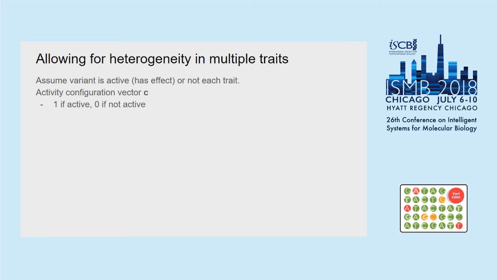Okay, so then let's move on to our method. In our method, remember, we want to allow for heterogeneity across traits. So we're going to use something we're just calling a configuration vector, an activity vector, where we assume that a variant either has an effect or not, that is, either is active in a trait or not. We can model this using this configuration vector, which is just a vector of zeros and ones, where it's a 1 if it's active in that trait and a 0 if it's not.